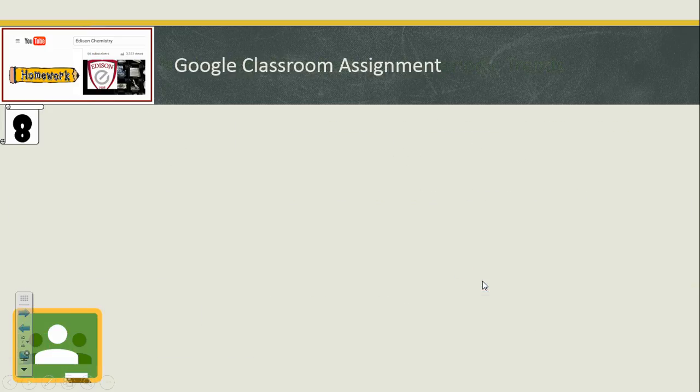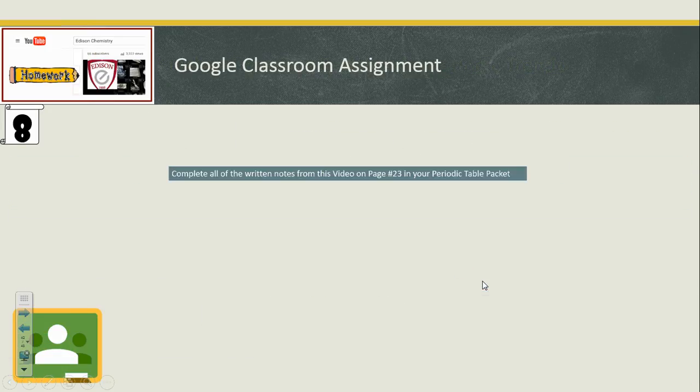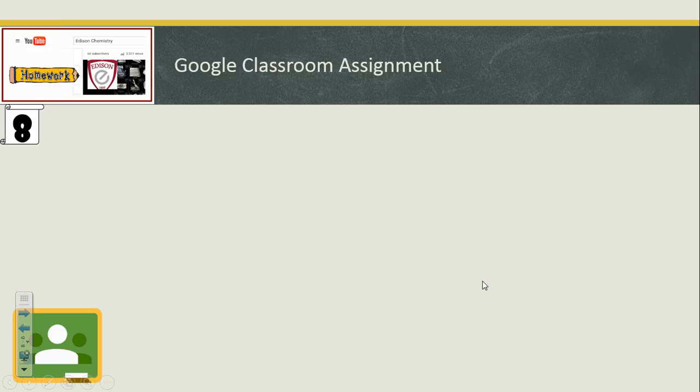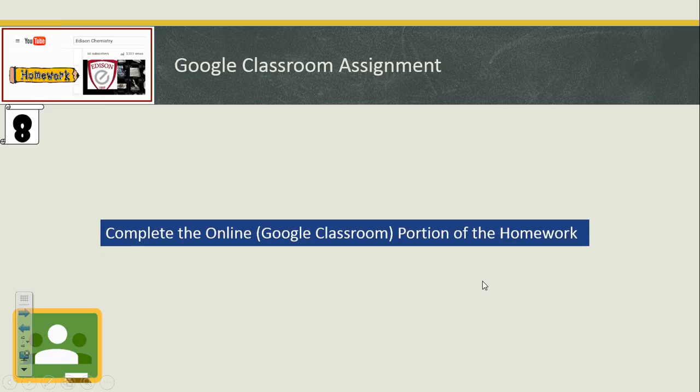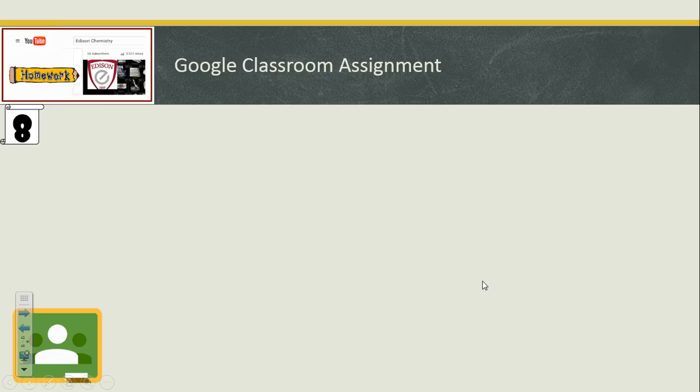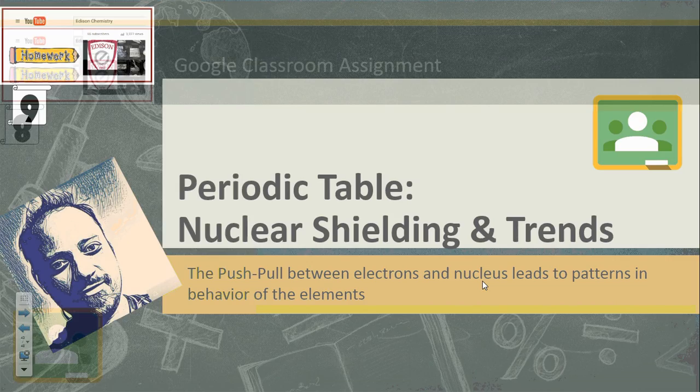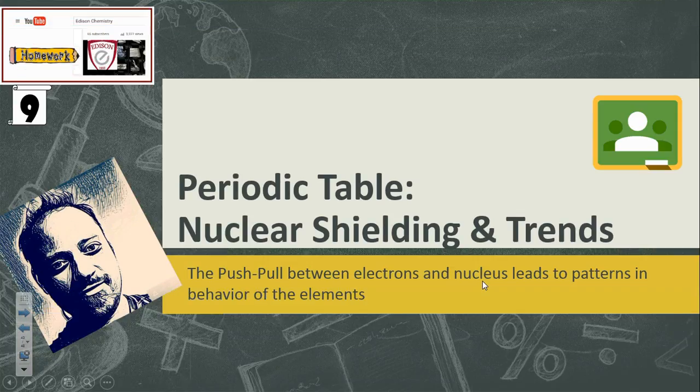The Google Classroom assignment is going to be related to electron shielding, protons, neutrons, electrons, that stuff. We're going to have an online homework assignment. And there really isn't any practice on that because we're going to start to use nuclear shielding and trends in our 9th lecture and final lecture of the unit to explain what's happening in the data along the periodic table.